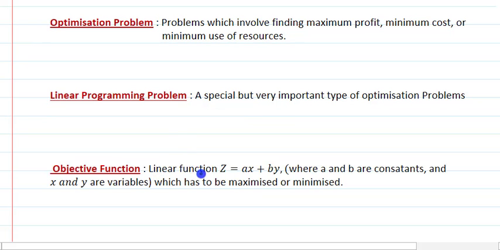What is the objective function? A linear function Z equals aX plus bY, where a and b are constants and X and Y are variables, which has to be maximized or minimized. As in the above example, Z equals 250X plus 75Y is the optimization function, or you can say objective function, and we will read it as Z maximize here. If we need to minimize, means it is a problem of cost, then we will write it as Z minimize.